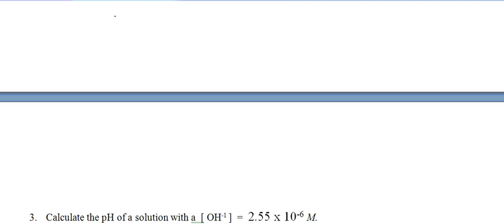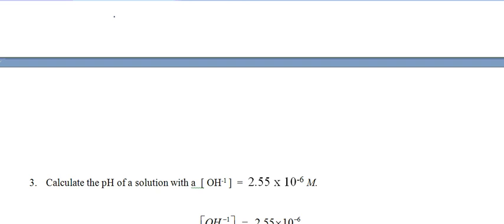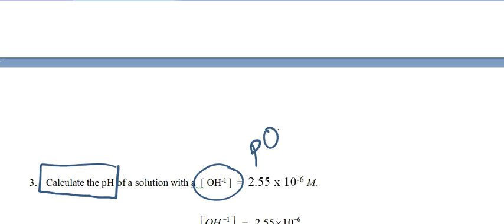Alright, number 3 says calculate the pH of a solution with a hydroxide concentration of 2.55 times 10 to the negative 6. So we're looking for pH here. However, we're given a hydroxide concentration, so probably one of the first things that we need to do is find the pOH. Since we have the hydroxide concentration, let's try to find the pOH first.